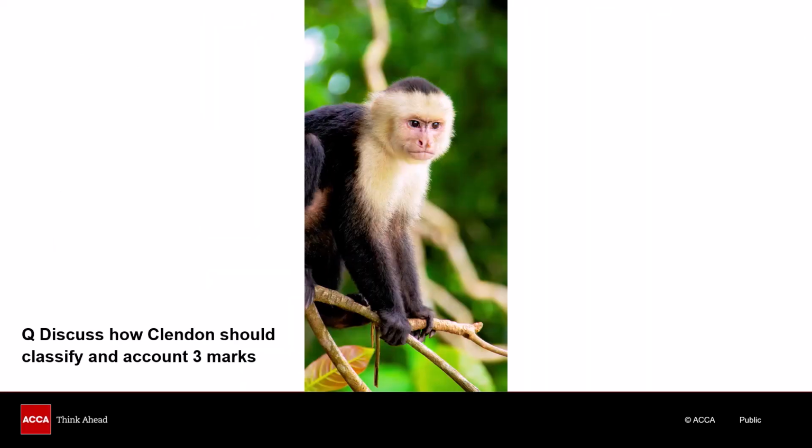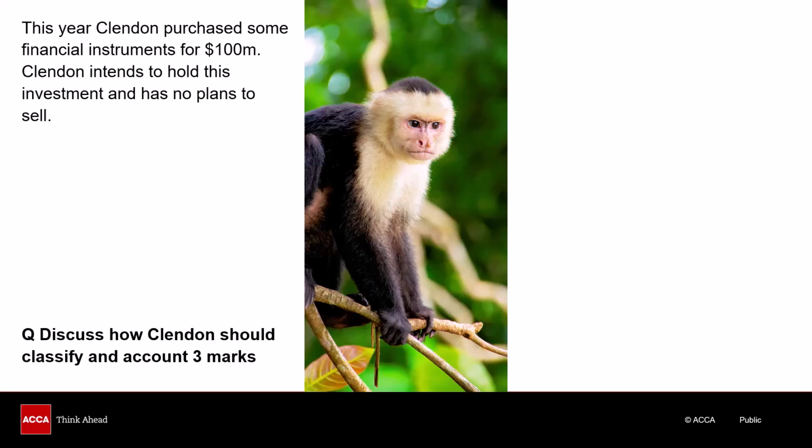Let's have a look at a little bit of application. And this is a small example where we're going to have to make a decision about how we classify and account. And I've given it a kind of 3-mark benchmark, a 3-mark indicator. So Clendon, my name, Tom Clendon, has purchased some financial instruments for 100 million. So when you hold a financial instrument, it's going to be an asset because we've bought it. Now, our plan is to hold this, and we have no plan to sell it.